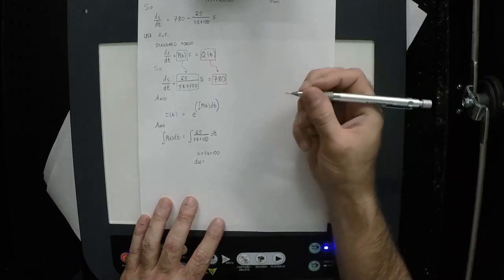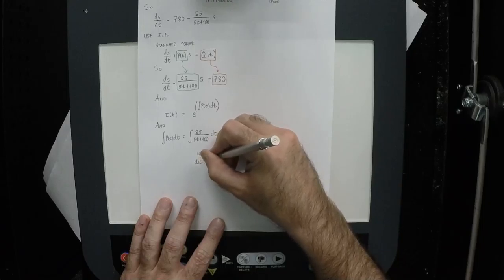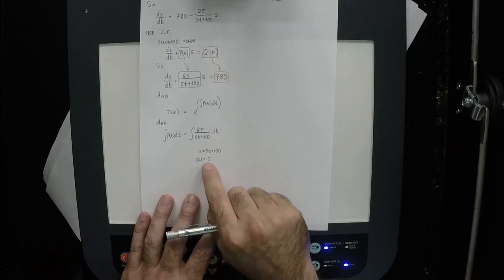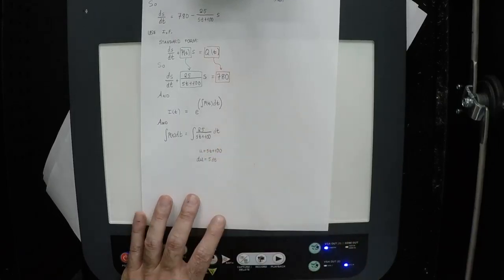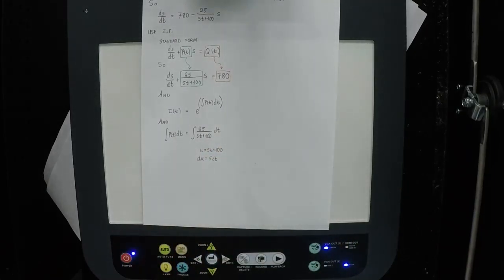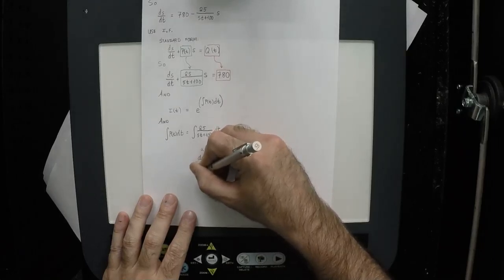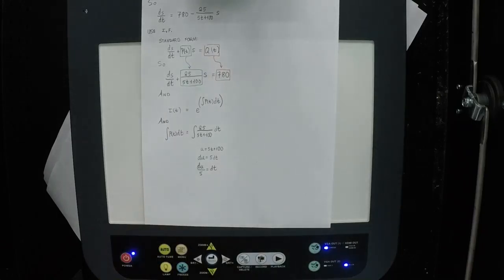Not 5. So I think I know what you meant, but this equation doesn't make any sense. 5 dt. It's okay, I was kind of putting you on the spot there. So du is 5 dt. So du over 5 is dt.